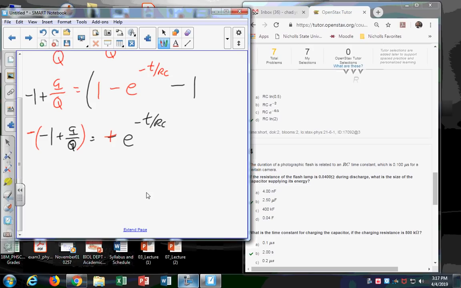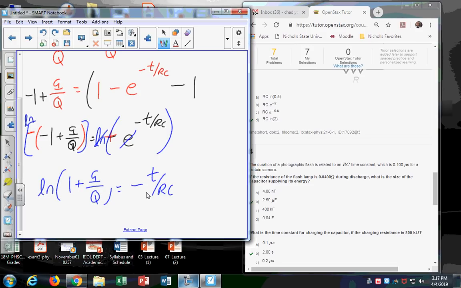So I would take the natural log of this, that gets rid of the exponential, and the natural log of this side. And I would get, whatever number that is, natural log of 1 plus q over big Q is equal to negative t over RC. And then if I'm looking for t, I multiply both sides by negative RC. Would it be minus q over Q? Yes, you're right. Thank you.